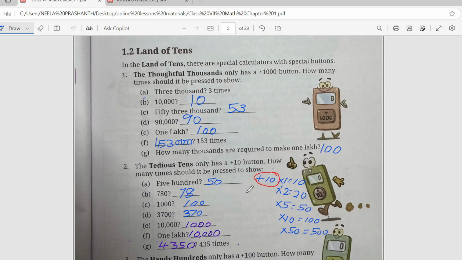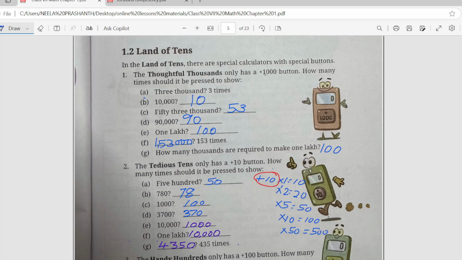Here it is given there are special calculators with special buttons. As you can see, in the land of tens, there are special calculators with special buttons. The thoughtful thousands only has a 1000 button. It means that, like in your usual calculators, where we have 1 to 9 digits and 0, this one has only a plus 1000 button.